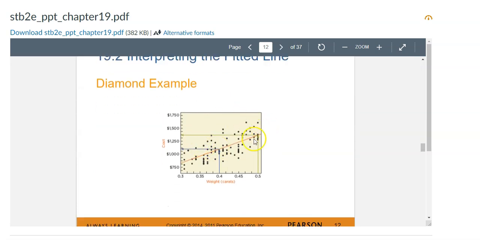And that's the scatter plot that we explained. That's a fitted line going through the data. You saw the equation, and this is for 0.4 and 0.5 for weight. What's the price? It's right there.